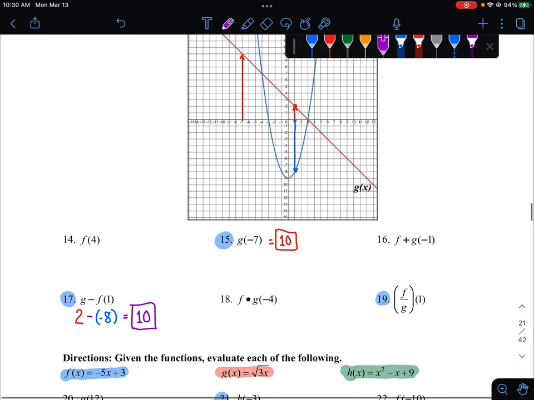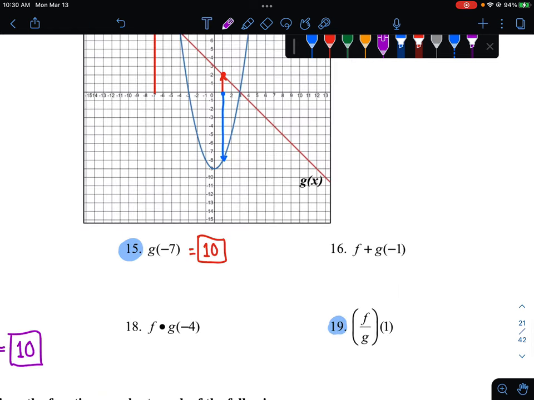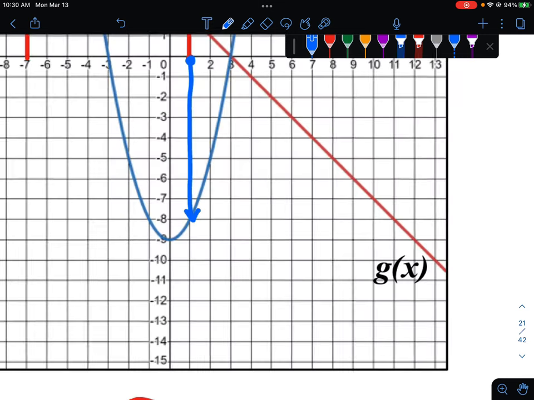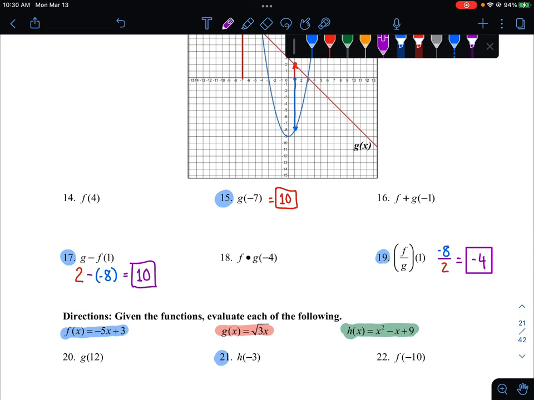Same kind of idea here on 19. We're going to go to 1. It has me going to the same spot, but they want f over g. So on top, I'm going to have the function f of x, which is the blue one. You can see it's down there at negative 8. G of x is up here at positive 2. So this is negative 8 over 2. I can clean that up a little bit, and that would just be negative 4. You would end up with negative 1/4 if you had that going backward.